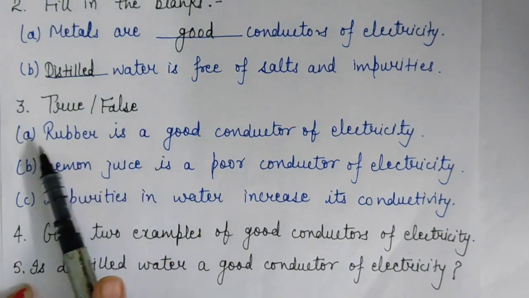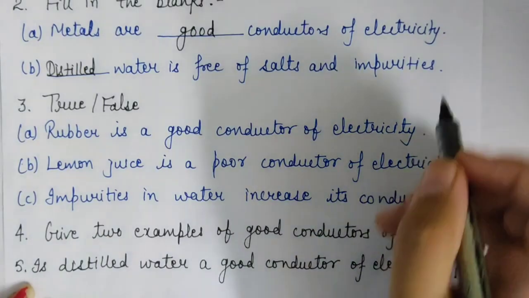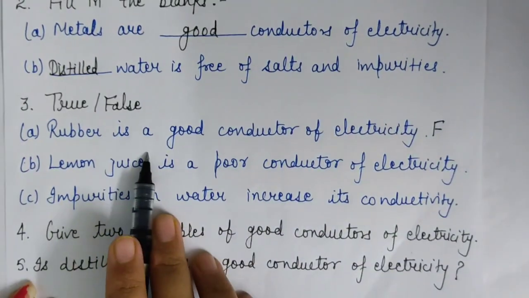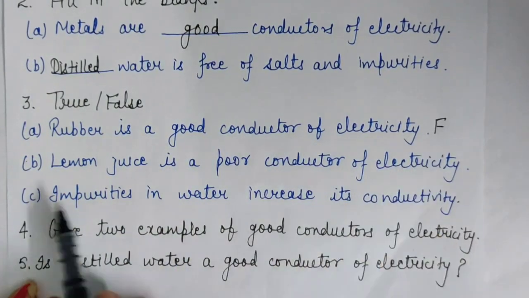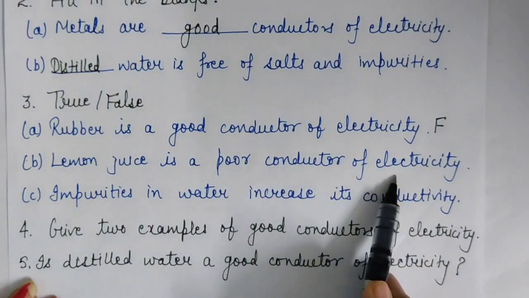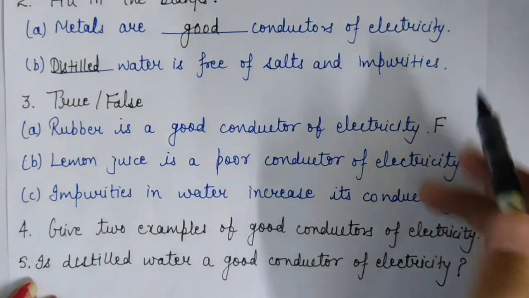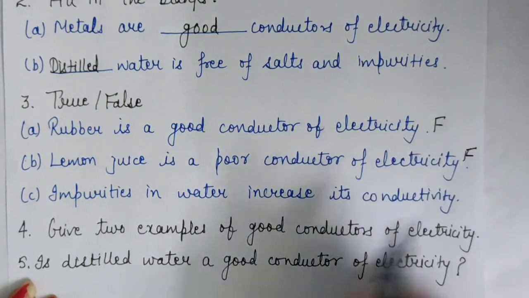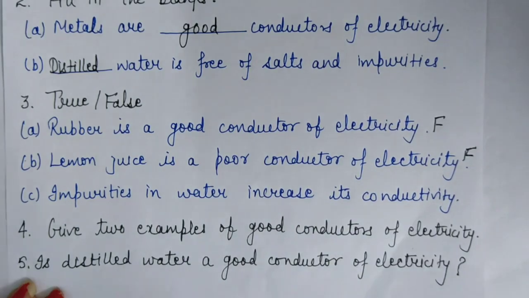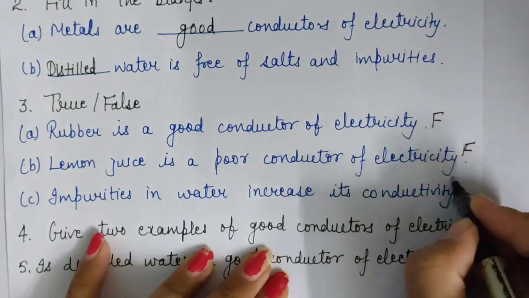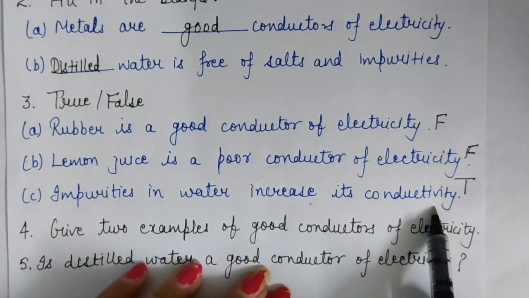Third, true or false. Rubber is a good conductor of electricity. This statement is false. Rubber is an insulator of electricity. That's why this statement is false. B part, lemon juice is a poor conductor of electricity. This statement is also false because lemon juice is a good conductor of electricity. So write false. Impurities in water increase its conductivity. This statement is true.